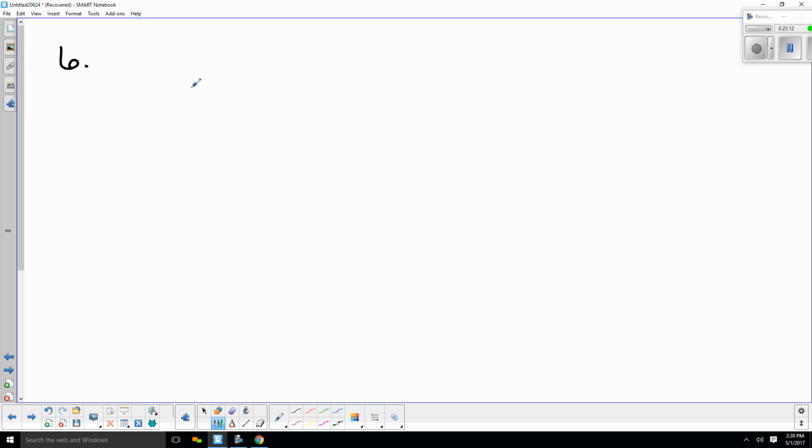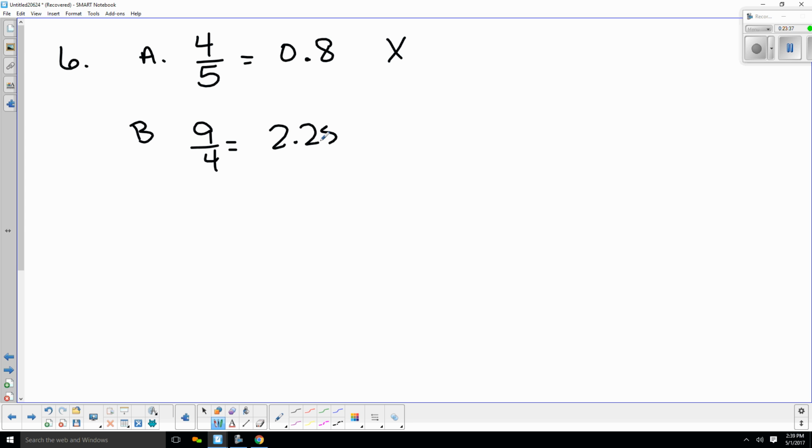Number 6, which statement is true? On this one, we're going to have to see what they all come out to be. 4 over 5, which is 4 divided by 5, is 0.8. The paper told me that was 0.08, so A is not the correct answer. B says 9 over 4. Well, when I divide this, I get 2.25. My paper said I should have gotten 0.4 repeating. That's not correct.